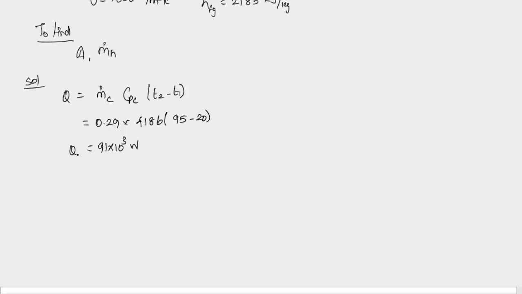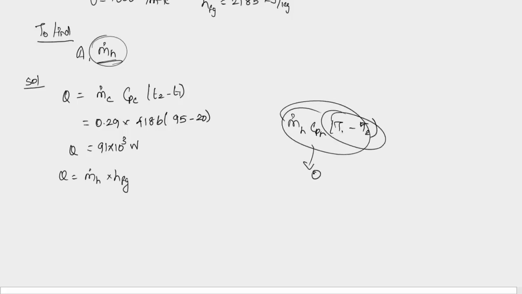Now the second thing you have to find out is the m dot h value. You know that Q equals m into hfg, so here m dot h into hfg. Because it is condensing steam, you have to use this formula to find the heat transfer by the hot fluid. You should not use m dot h Cph (T1 minus T2), because T1 and T2 are the same, so this value will be 0. So when it is condensing steam or evaporating water, you have to use this formula only to find the Q value.